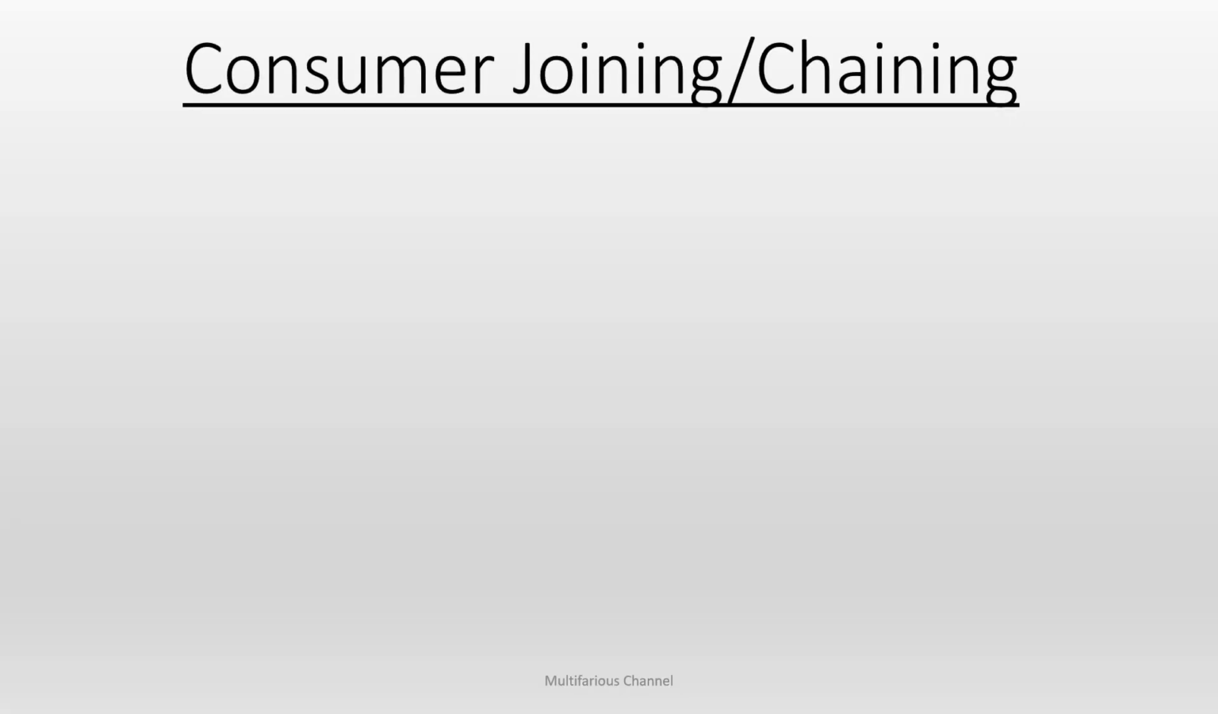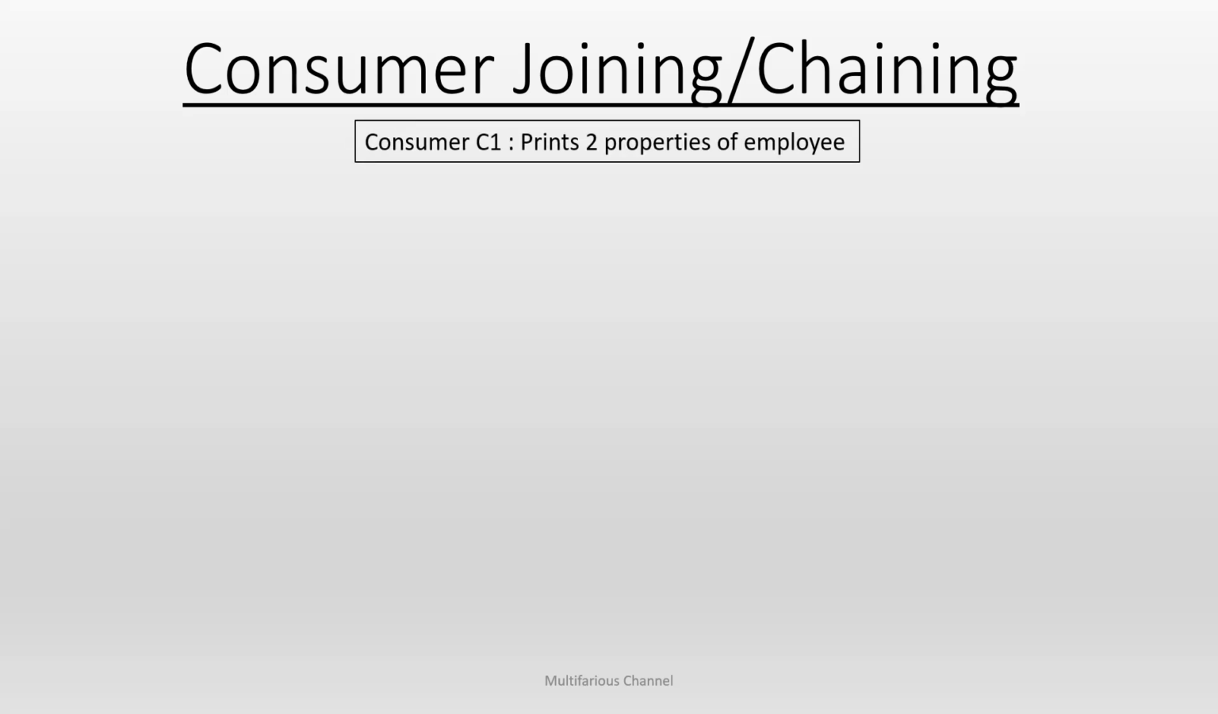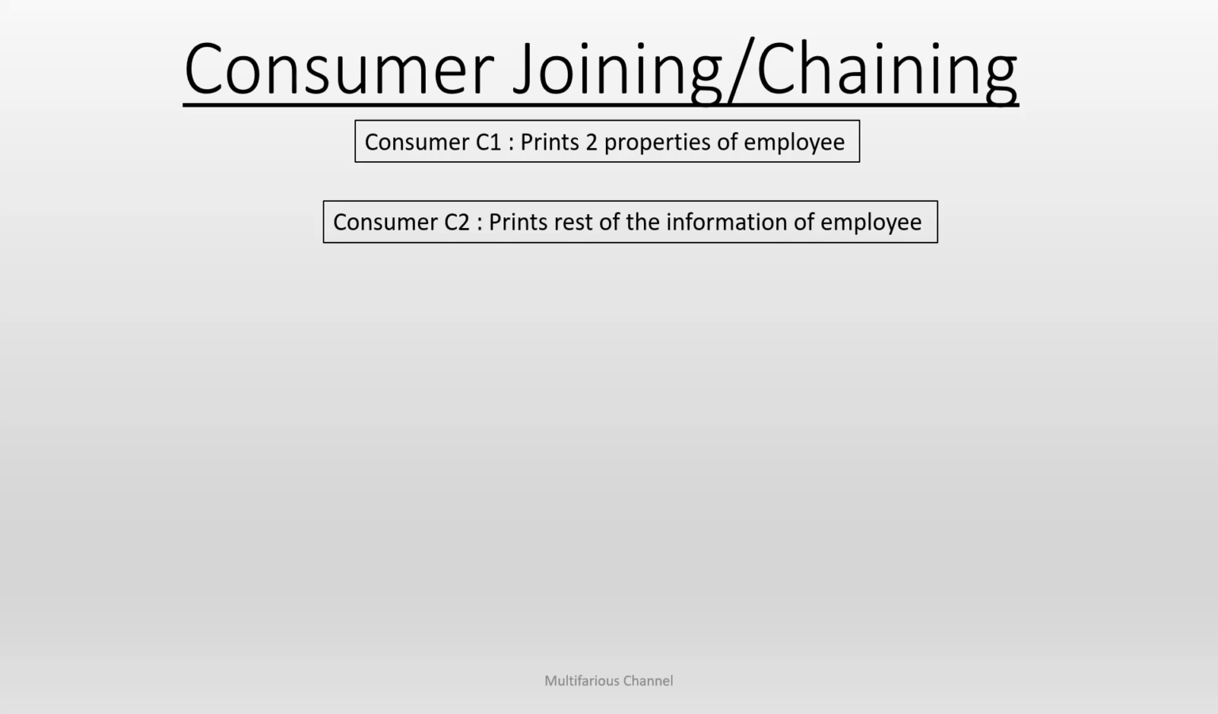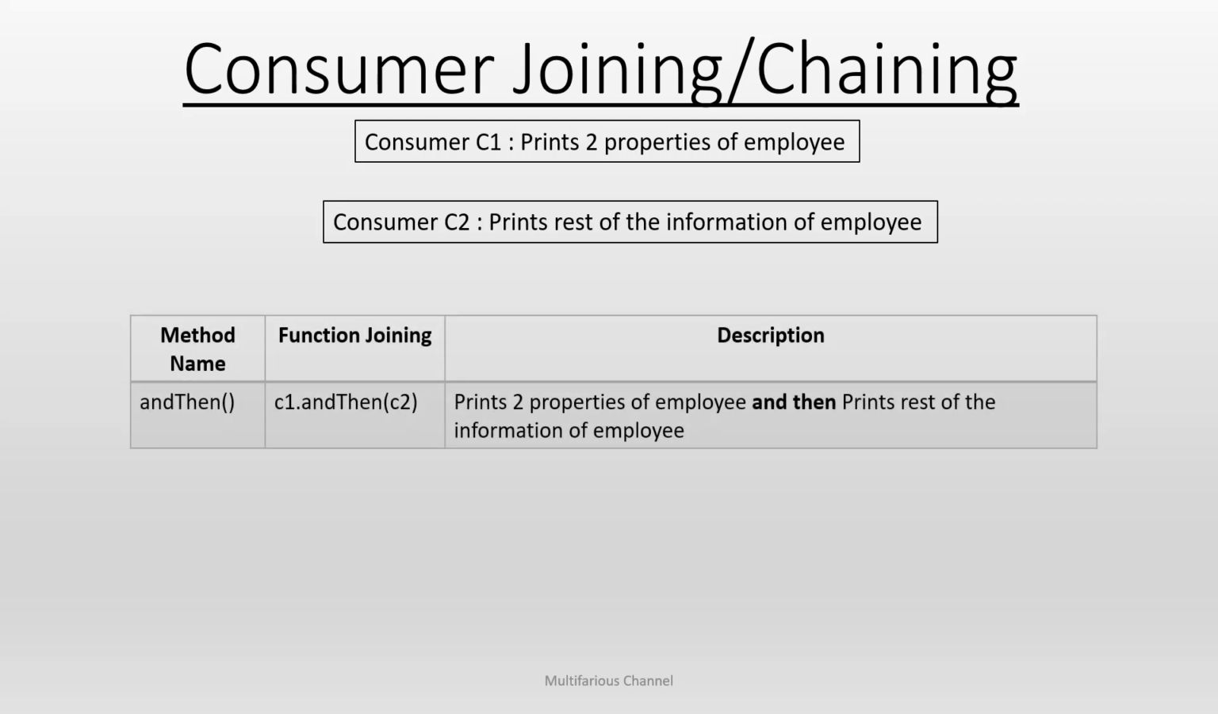Now what do we mean by chaining and joining? So, joining means combining two or more consumers to form a single consumer. So let's consider a simple example to understand this. Let's say I have a consumer C1 to print two properties of the employee, and then I have another consumer C2 to print the remaining properties of the employee. So if I use the andThen method, then consumer joining will look like C1 andThen C2. And these two will combine together, and first two properties of the employee will get printed and then the rest of the properties will get printed to the console.